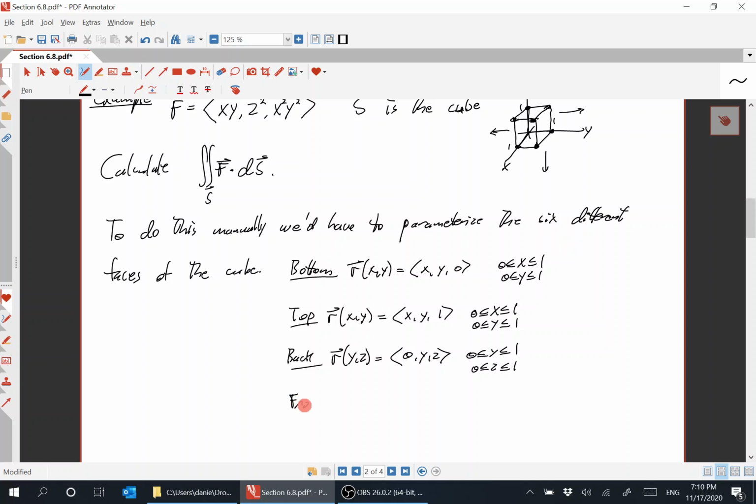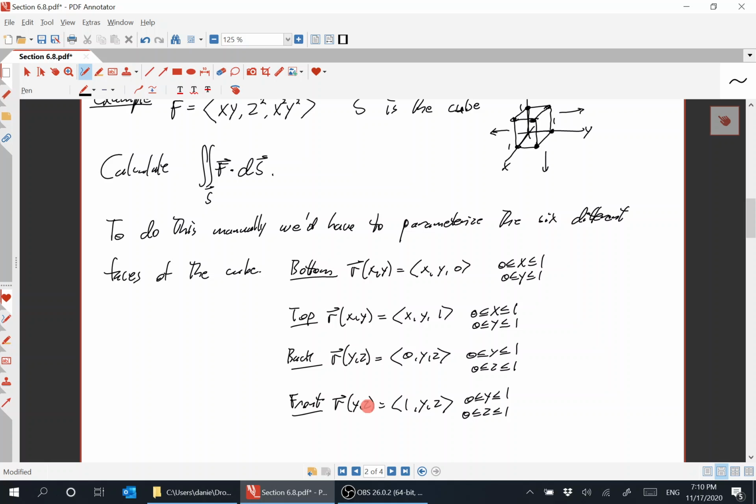The front face is r(y, z), x is equal to 1, y, z, with the same thing here: 0 less than or equal to y less than or equal to 1, 0 less than or equal to z less than or equal to 1. And then there's the left face, right face.